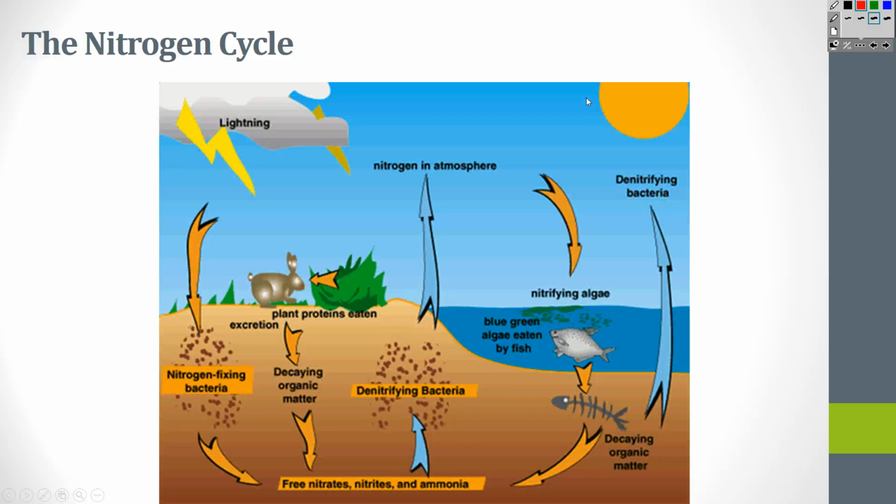So here's your process where lightning is converting nitrogen gas into nitrates and ammonia. And then we also have nitrogen fixing bacteria that are converting nitrogen gas into nitrates and ammonia. We have denitrifying bacteria that are sending it back into the atmosphere, and some decaying organic matter sending it back into the atmosphere. So we have our nitrogen fixing and denitrification as two opposing processes.